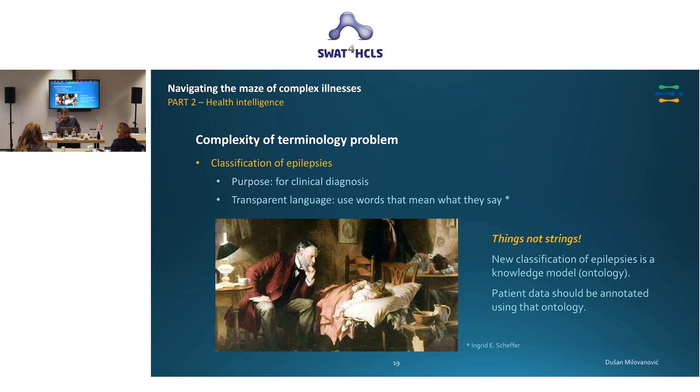So they created this new classification of epilepsies, and the purpose is for clinical diagnosis. Because they set the purpose straight, that's why they developed an ontology. They didn't just stick with names and different classifications, but there is also a connection between them and what causes what. There is an overlap. There is a syndrome level, there is a symptom or disorder level, and there is a seizure level, and so on. So it was really, really good.